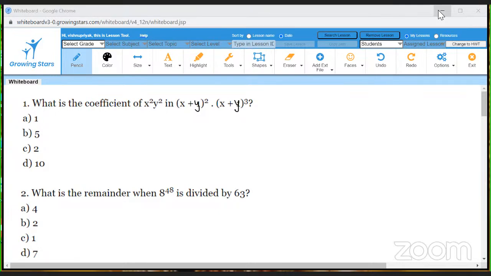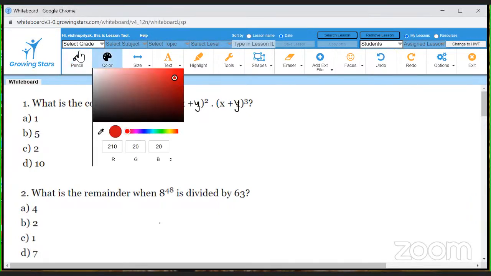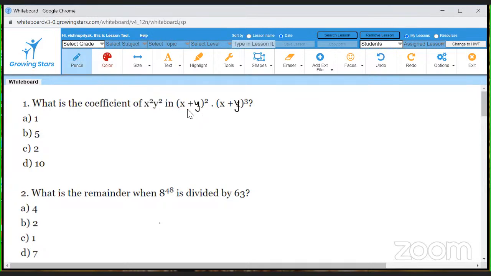Okay, let me explain to those who still did not get. Rohit, he's saying 1. The answer is 1. Yes, it is correct. So let us see what is being asked in the question. What is the coefficient of x square, y square in this expansion?